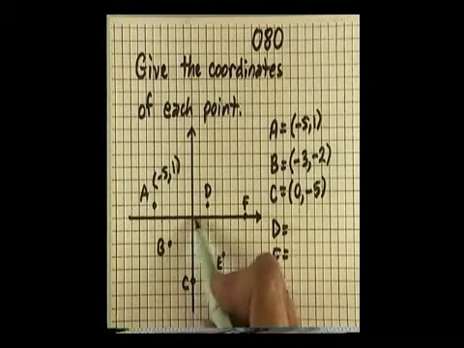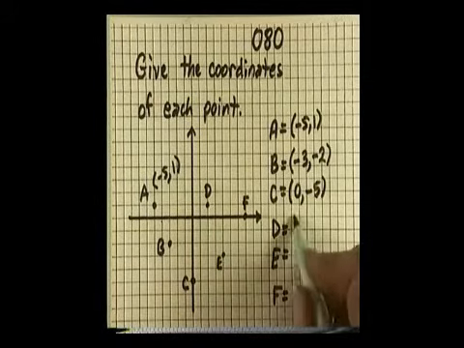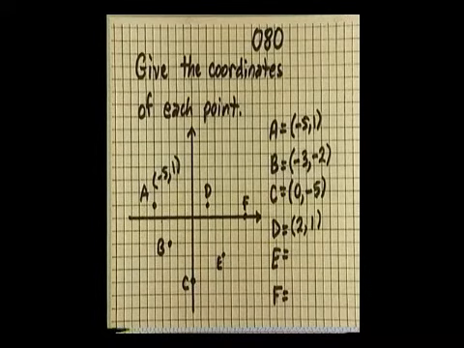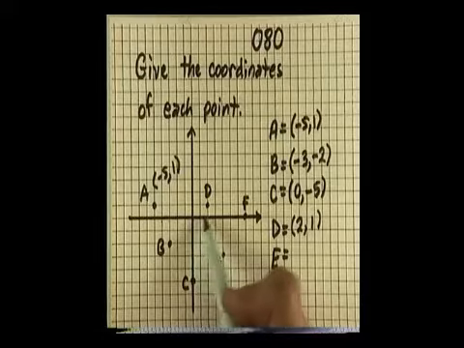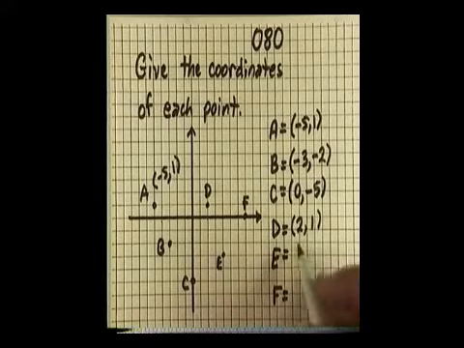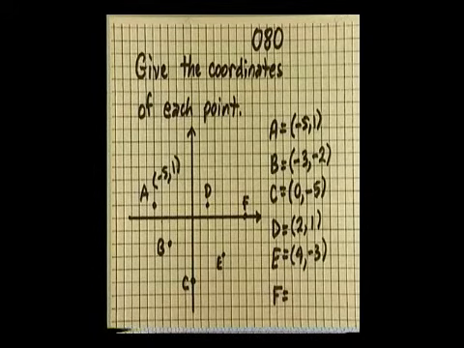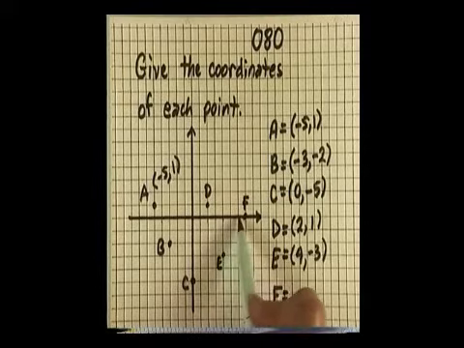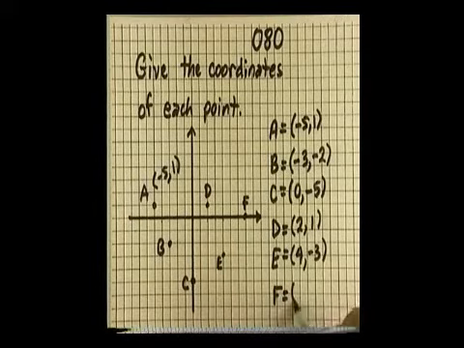For point D, we count to the right 2 and up 1, coordinates 2, 1. For point E, we count from the origin 1, 2, 3, 4 to the right, and 1, 2, 3 down, 4, and -3 for those coordinates. And for point F, we count 1, 2, 3, 4, 5, 6, 7 to the right, +7, and then 0 up or down.